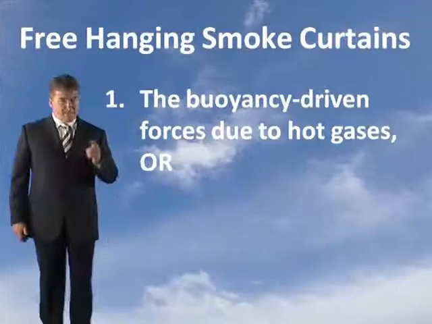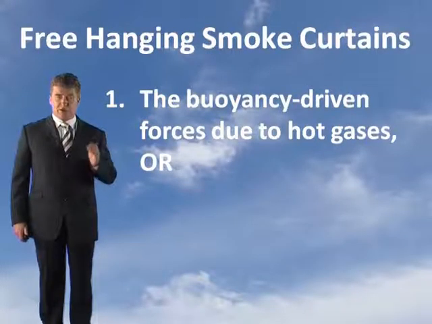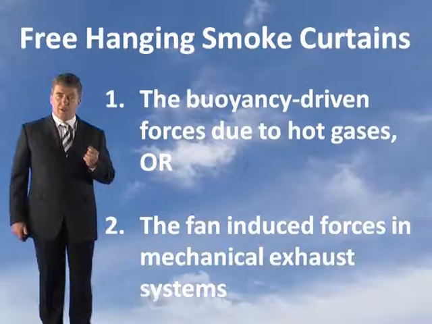Now smoke curtains themselves are used to create reservoirs which will contain smoke and hot gases. Now to carry out that role they must resist the sideways deflection caused by either, firstly, the buoyancy driven forces due to the hot gases, or the fan induced forces in mechanical exhaust systems. Now if they do not resist these forces, gaps might occur beneath the curtain or between the curtain and the building structure, which obviously can lead to the flow of hot gases from the reservoir into your adjacent areas. And this is clearly not part of the design criteria.